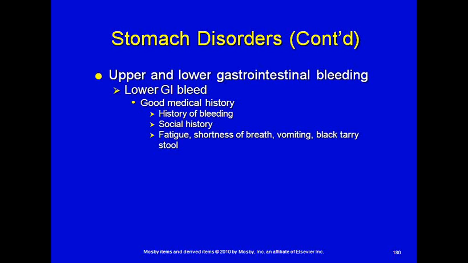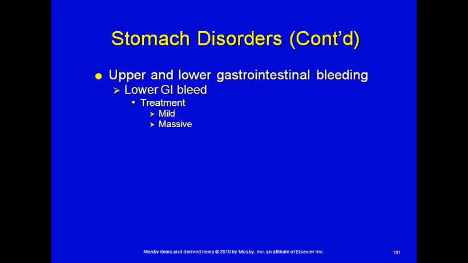Fatigue, shortness of breath may go hand in hand with anemia, which may go hand in hand with very slow and low GI bleeds. Have they had any vomiting? And if so, was there any blood in their vomit? Was it coffee ground emesis? Do they have any black tarry stools, which is the melena, or hematochezia, which is the bright red blood coming from the rectum?